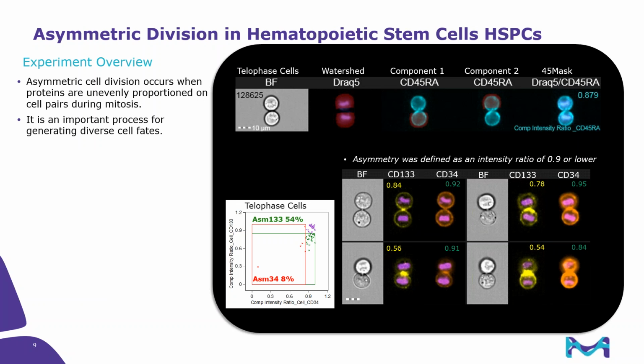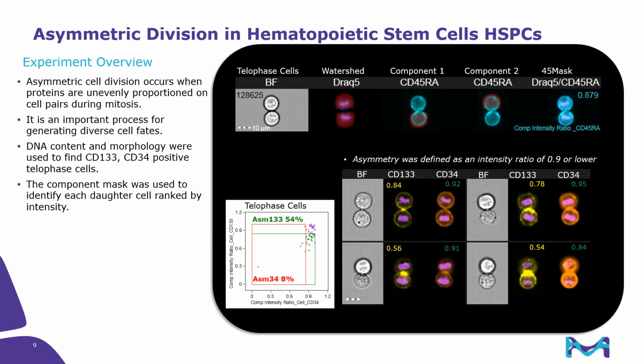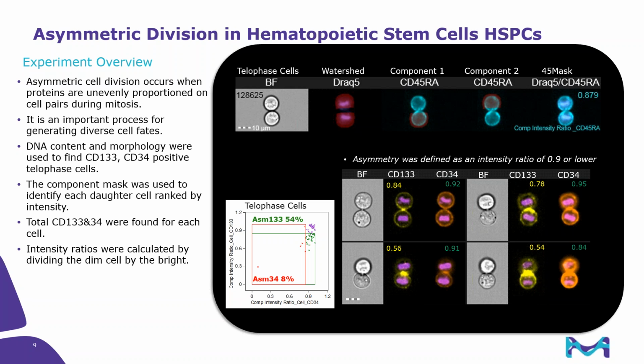Some of the applications that have been leveraging these new masks are things like looking at asymmetric division. It's important for generating diverse cell types in the immune system. In this case, we're looking at CD133 and CD34 and characterizing the relative intensity levels between 2 cells during telophase. To begin this process, you first identify telophase cells and then use component masking to identify both of the daughter cells and then calculate the total intensities within those cells.